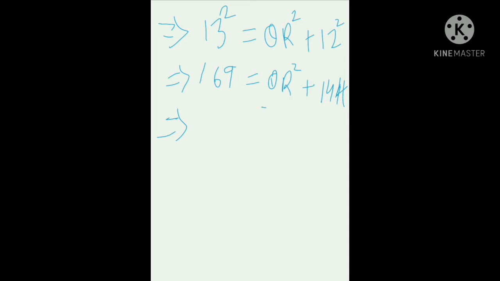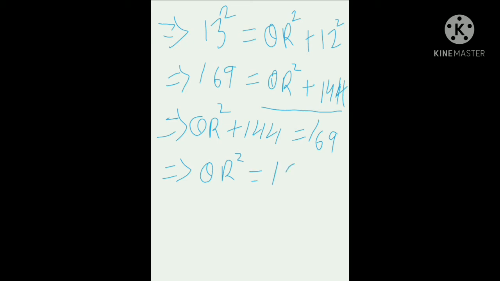Now we will interchange this value and take it to the left hand side: QR square plus 144 equal to 169. Then we will simplify. I hope you all know how to simplify this. The plus becomes minus, and 144 shifts to the right hand side. So QR square is equal to 169 minus 144. Don't be confused. When you subtract 144 from 169, you get 25.